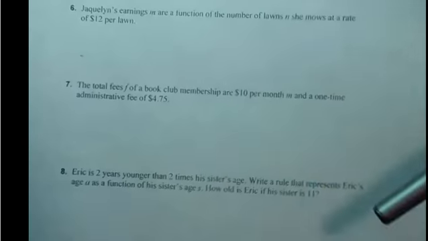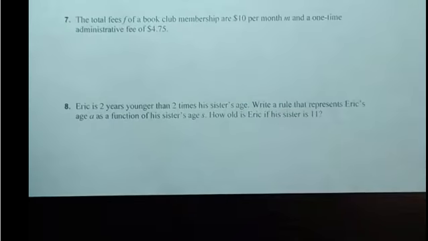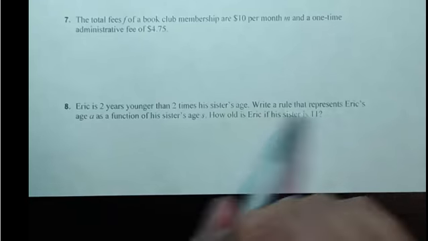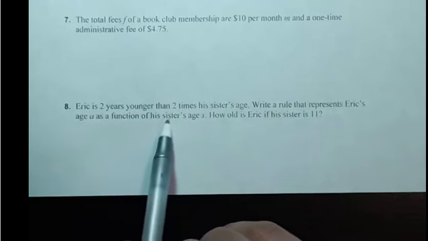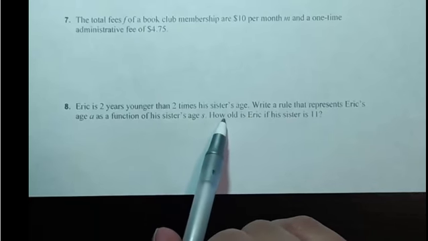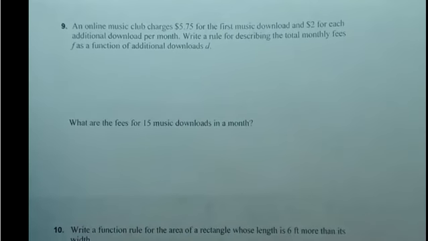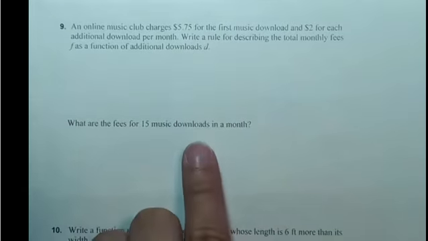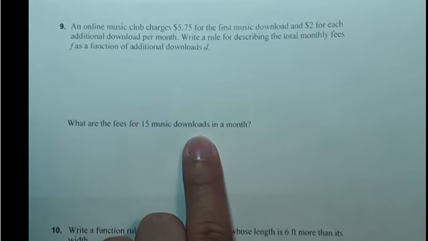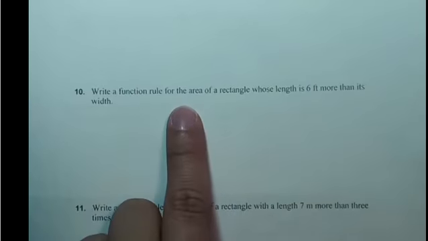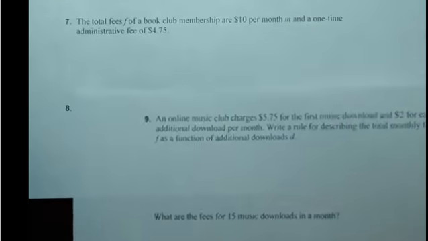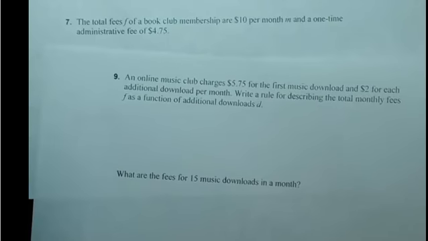Okay, the last 4, 8 through 11, you're going to have to write the function rule. Write the rule that represents Eric's age A as a function of his sister's age S. And then you have to find out an extra step. So how old is Eric if his sister is 11? Okay, that goes for 8. Number 9, again 2 parts. Write the function rule. And then tell me how much the fees are for 15 downloads. Number 10, write the function rule. And 11 is write the function rule. So really only 8 and 9 have that extra part.